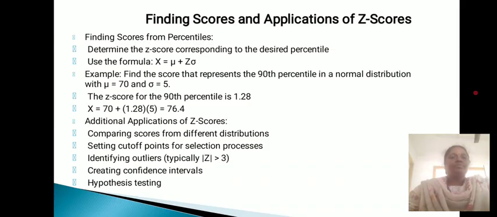And the next topic is finding scores and applications of Z-scores. Finding scores from percentages: determine the Z-score corresponding to the desired percentile. Use the formula x is equal to mu plus z times sigma. For example, find the score that represents the 90th percentile in a normal distribution with mu equal to 75. The Z-score for the 90th percentile.